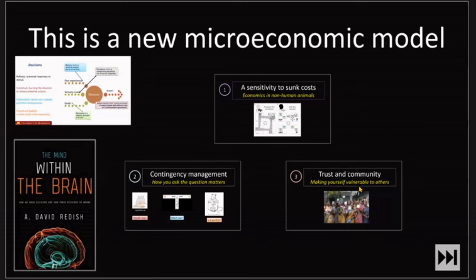This first example was me showing that you can show economic decisions in non-human animals. I can come back to it if people want, but in the interest of time, I'm going to jump straight to contingency management, which I think is, particularly for economists, the example to be thinking about, because this is a case where we've really seen the consequences of this discussion we're having.